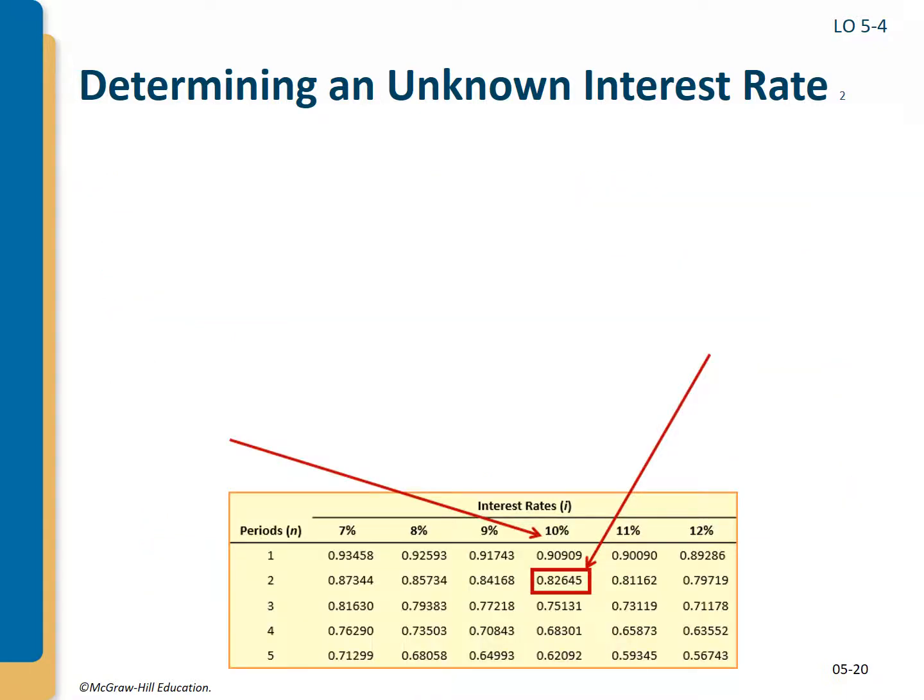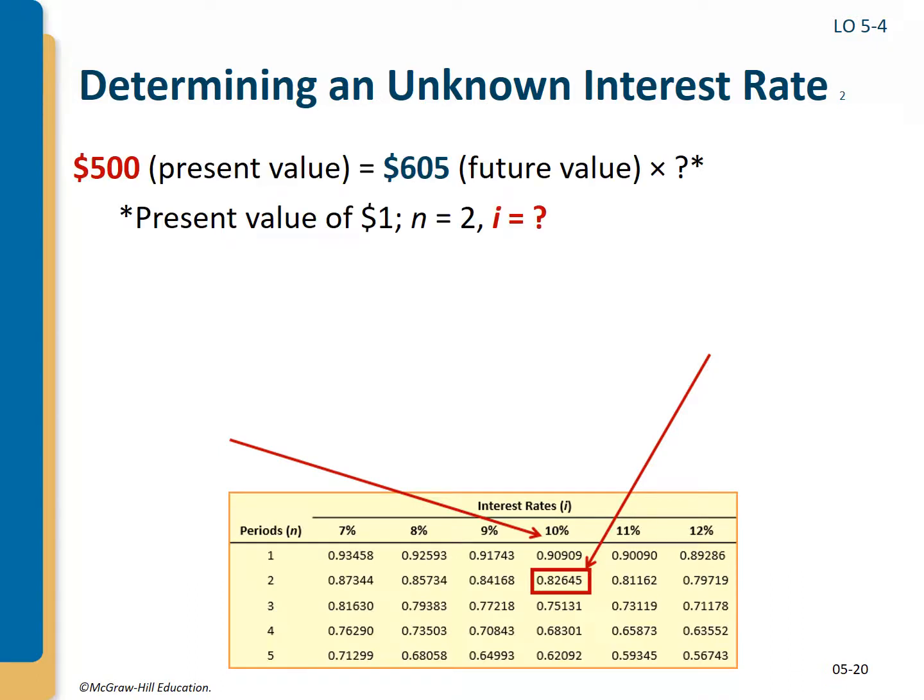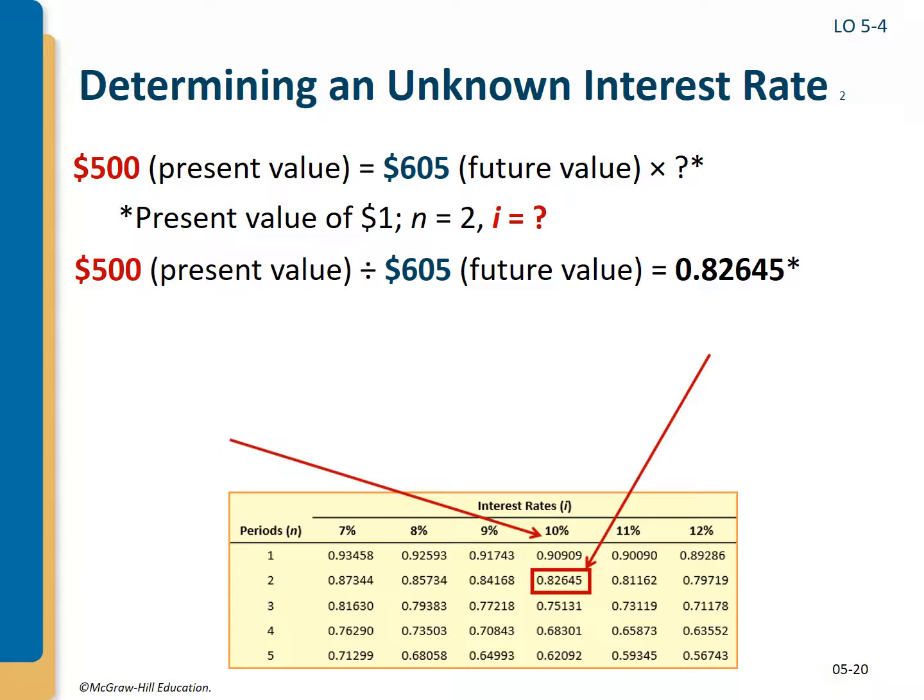You can use the present value of one table. When you do that, you'll take 500, the present value, divided by the future value, because it's algebra. 500 equals 605, the future value, times the present value of the interest rate. And we've got to figure out the interest rate. So if you take 500 divided by 605, you'll get an answer.